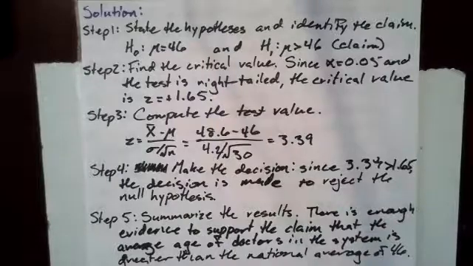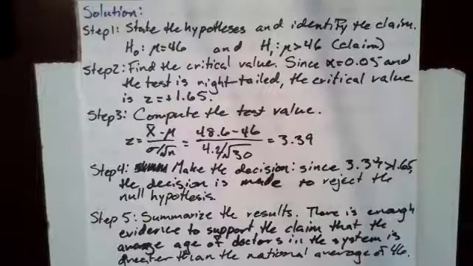So we find the critical value. Since alpha equals 0.05 and the test is right-tailed, the critical value is z equals 1.65. We just find that from our z table. I think that's table E in Appendix A.